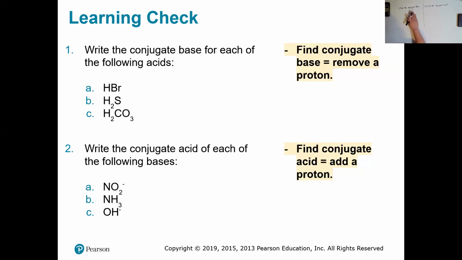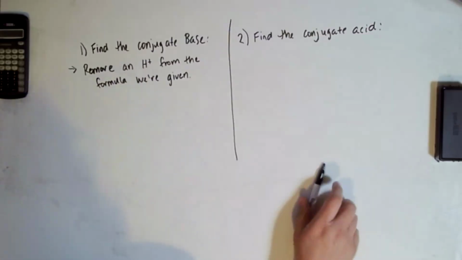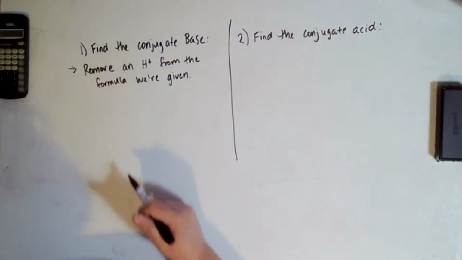When you're finding the conjugate base of an acid, for an acid to turn into its conjugate base, the acid has to lose a proton. So to find the conjugate base, we're going to remove a proton from the formula we're given. Right? That's how we're going to connect the acid to its conjugate base.